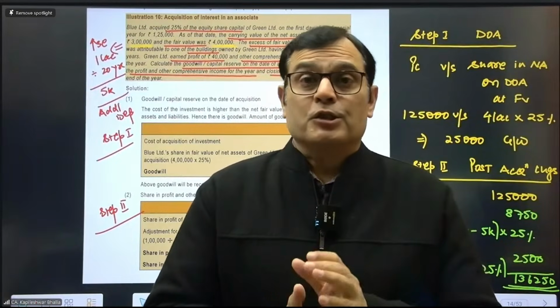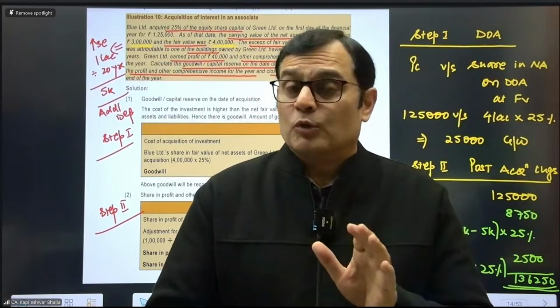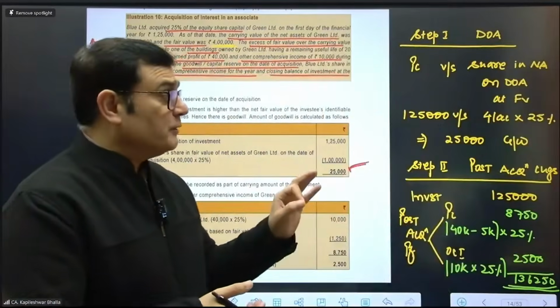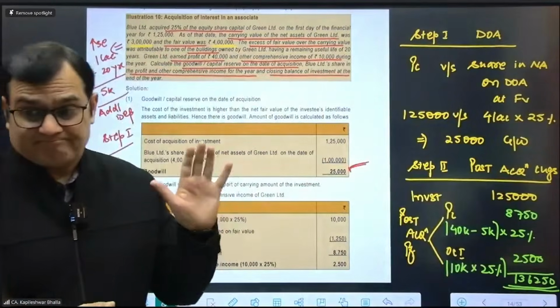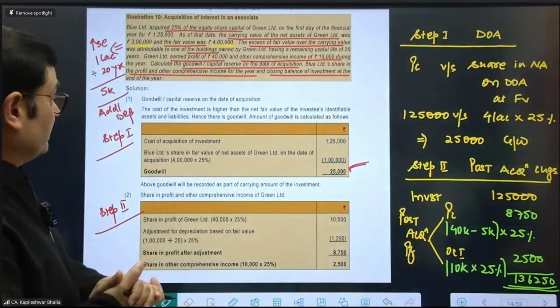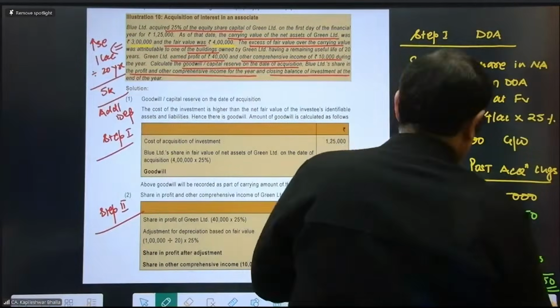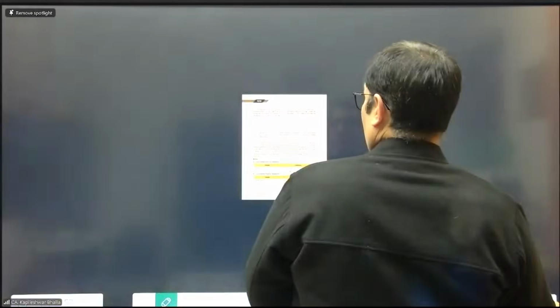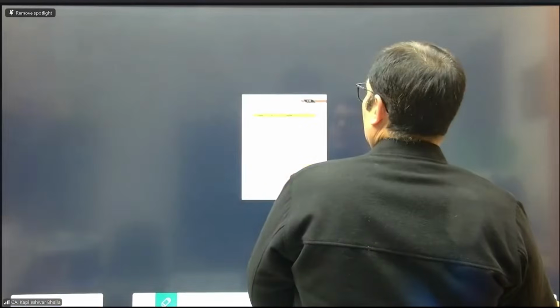That's it. There's no investment impairment. There's no stock reserves, nothing. Absolutely a plain vanilla question. Okay, so this was pretty simple and straight. Illustration number 10. I guess now let's consider one more question.